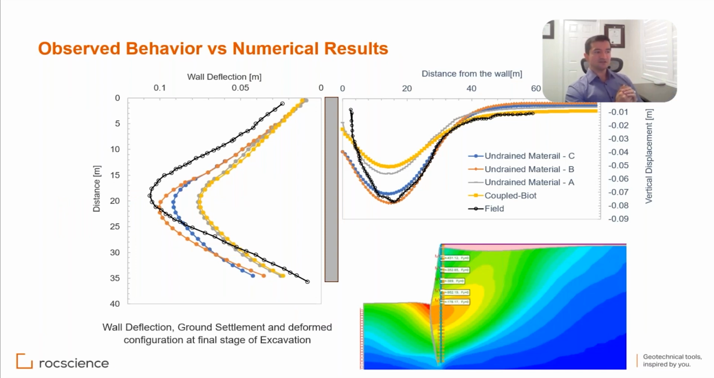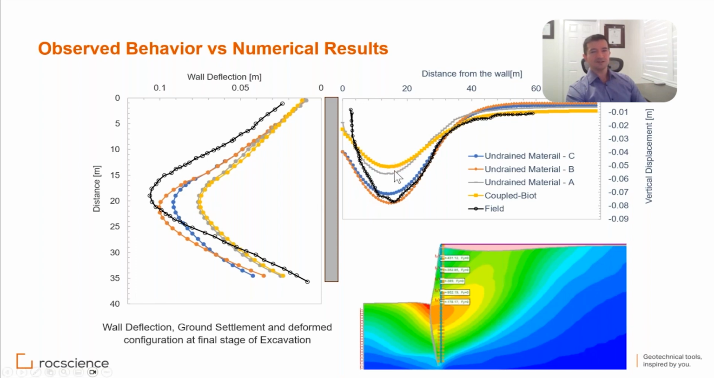Now, comparing all these with the field observation. On the left, you see the wall deflection. On the right, you see the settlement behind the wall. And this is just the pattern for deformation of the domain. What I would like to point out here is the similarity that we have between coupled formulation and the approach that we have for undrained A.